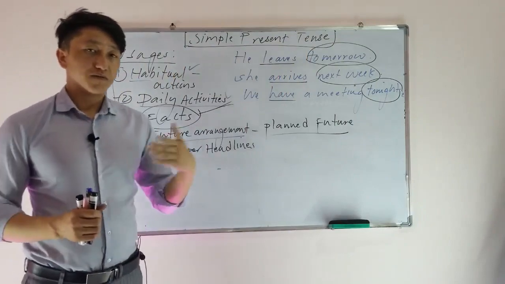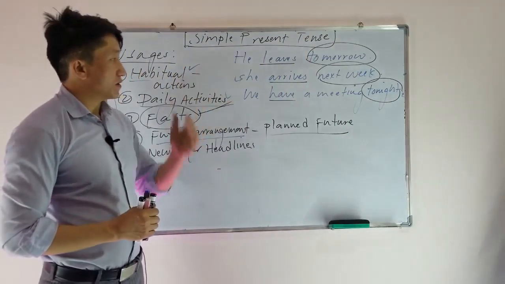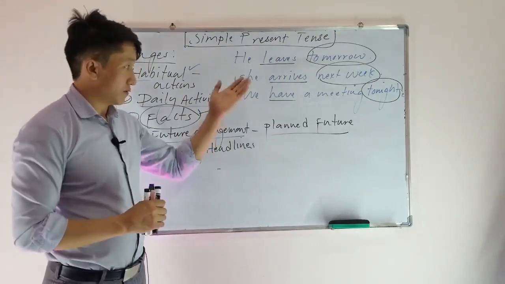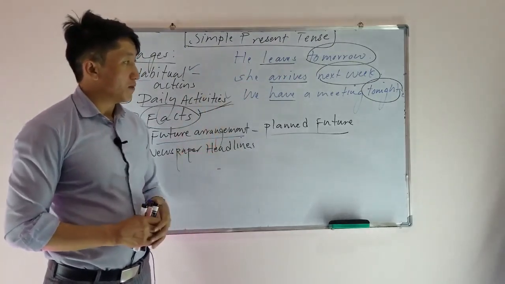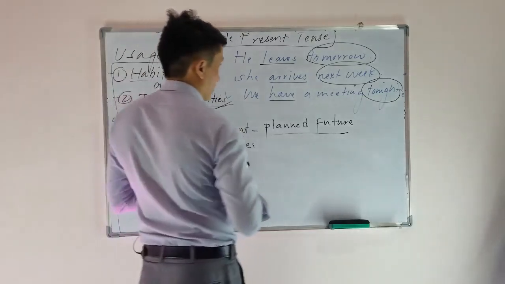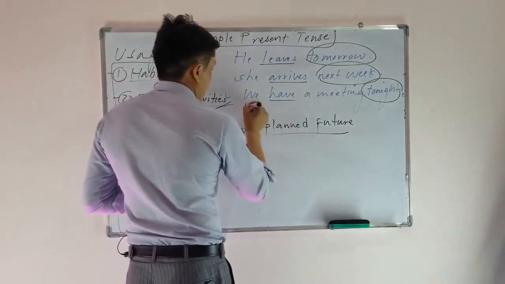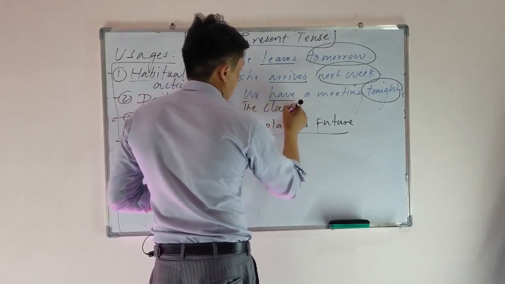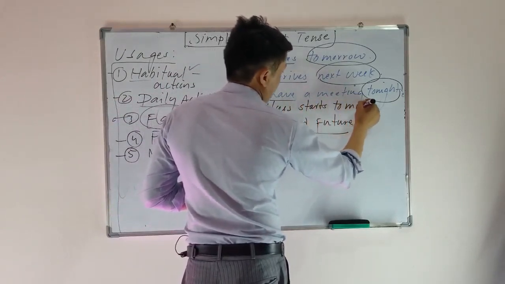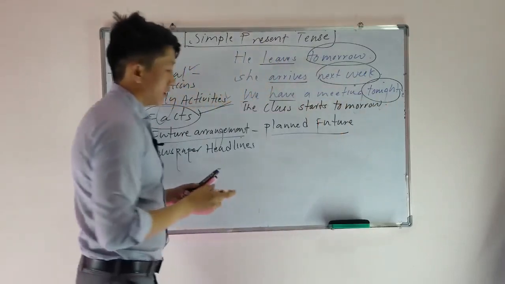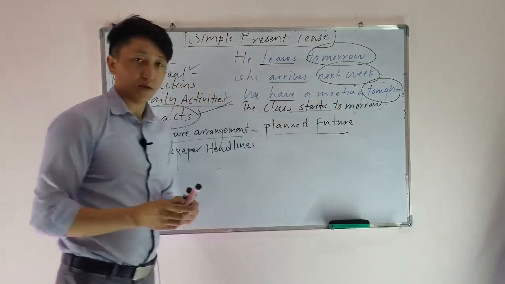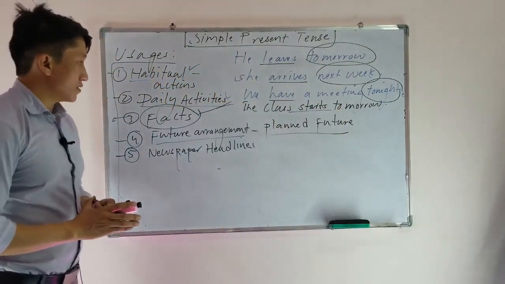Now here it shows future arrangement. The next one, she arrives next week. It means it's planned that she arrives here next week. Or we have a meeting tonight. Now here, this is planned that the meeting starts tonight. Or we can say the class starts tomorrow. If I say the class starts tomorrow, then it means I arrange it that the class starts tomorrow. So we can call this future arrangement.